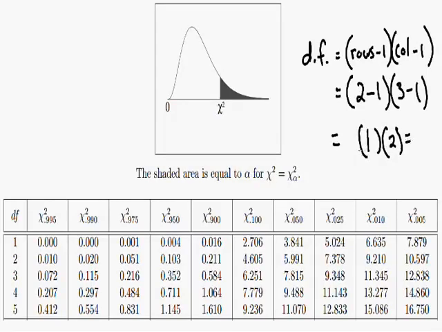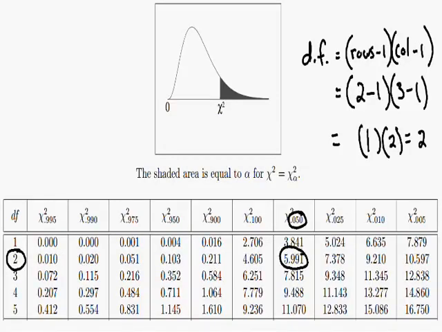So our degrees of freedom is equal to 1 times 2, which is equal to 2. So we have our degrees of freedom of 2, and we're going to use this row in our table with degrees of freedom 2. And we know that our area in the tail is equal to 0.05. The subscript below the chi-squared value is the area in the tail. So this subscript of 0.05 means the area in the tail is 0.05. Our degrees of freedom is 2, and these two rows intersect at the critical value of 5.991.